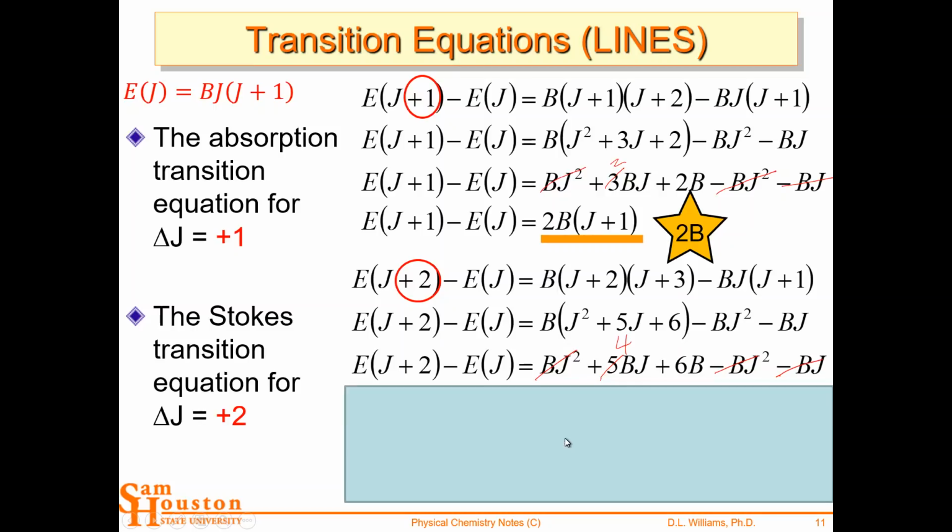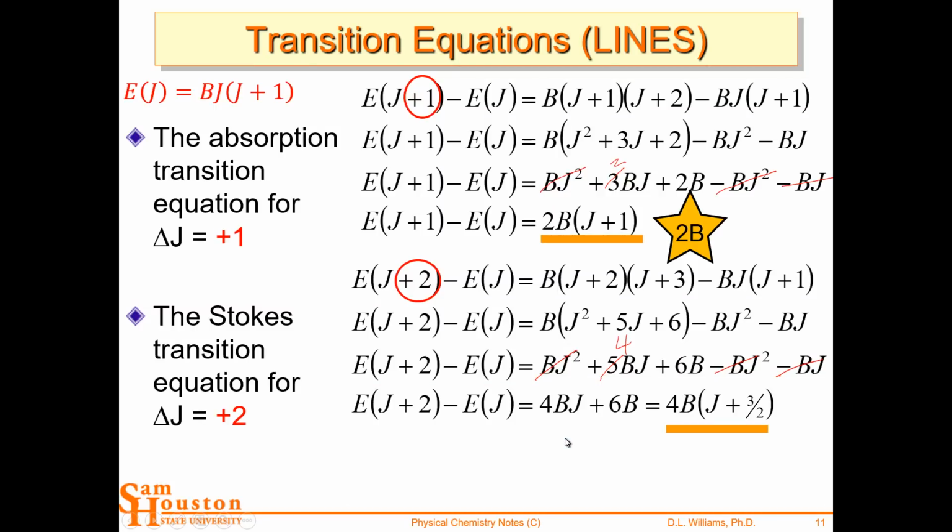And so we're going to end up with this 4B. If we pull it out, then we end up with (J plus 3 halves). And again, this is just the traditional way to write it. We want the B dependence pulled out front, and we just want the J piece in parentheses. And so this is going to tell us that our Raman spectral lines are spaced by 4B.